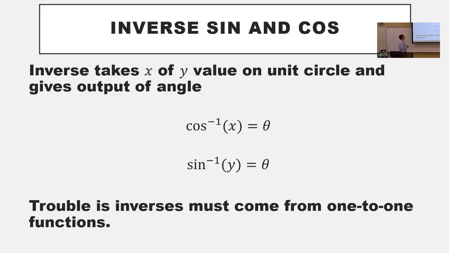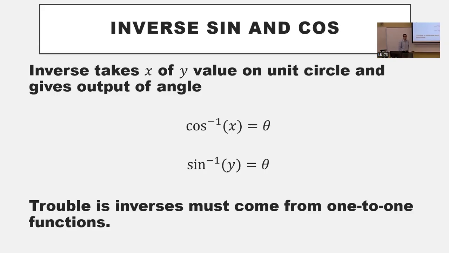So that's what the inverse does, or specifically the inverse of cosine does. Inverse cosine of an x value is going to give me back some angle. Inverse sine is going to be, I'm going to put in something into that function, which is going to be the y value on a unit circle, and I'm going to get back an angle.